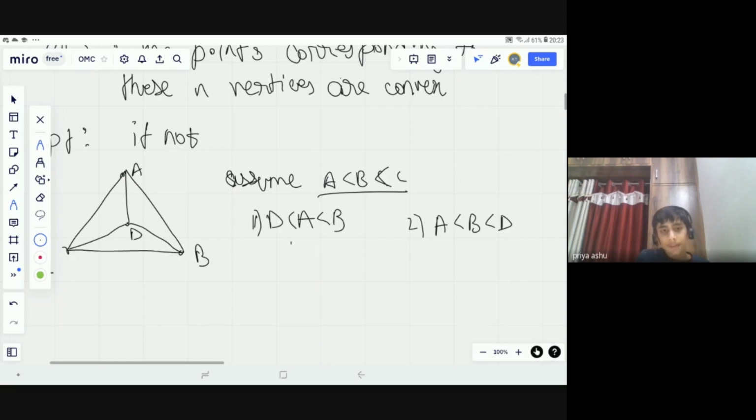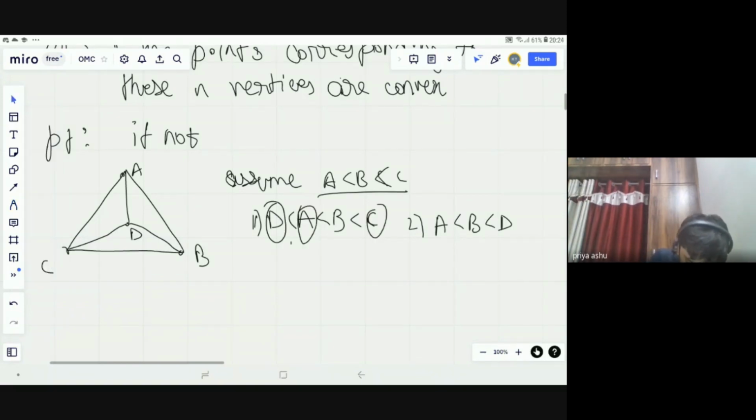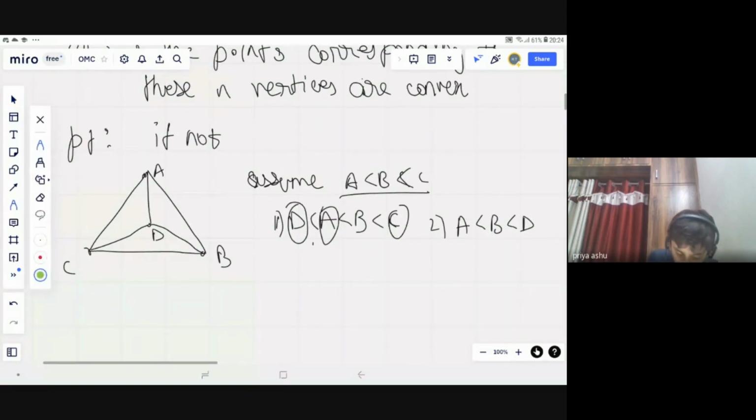So in the first case, we have that D is less than A is less than B, and we also know that B is less than C. So we have that D is less than A is less than B is less than C. Now notice the points D, A, and C, and look at this path. The path from the smallest number to the middle number, the middle number to the largest number, and back to the smallest number is anti-clockwise. But it must be clockwise because these triangles were red in G. And thus this is a contradiction. And so we must be left with the other case only.